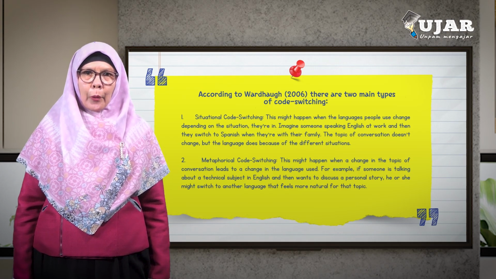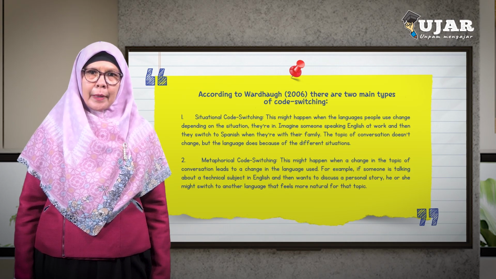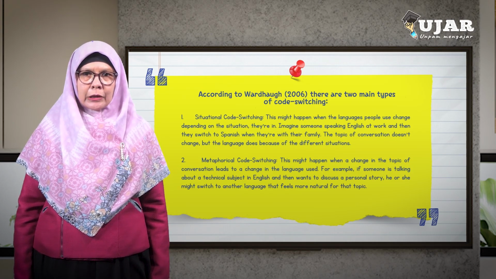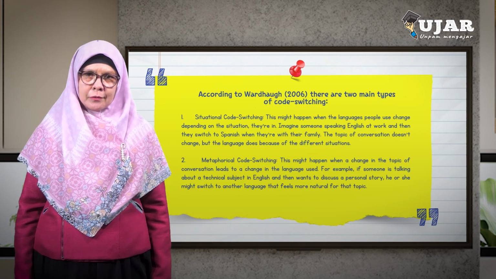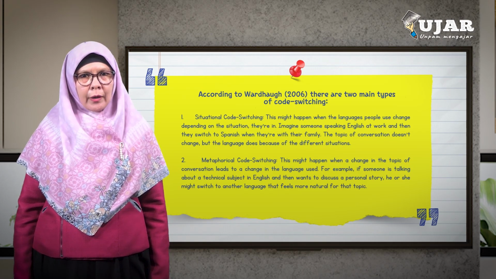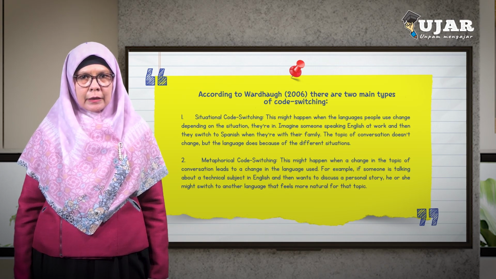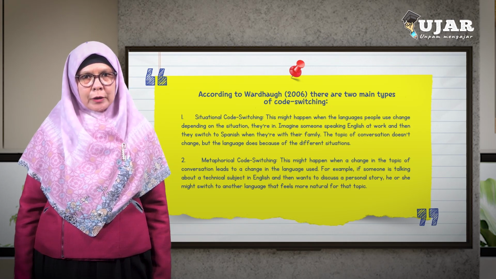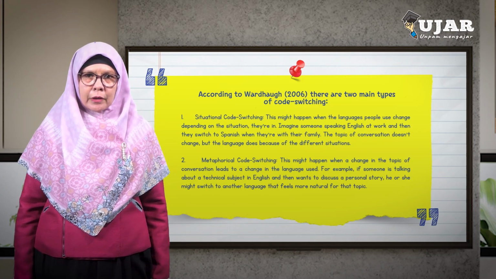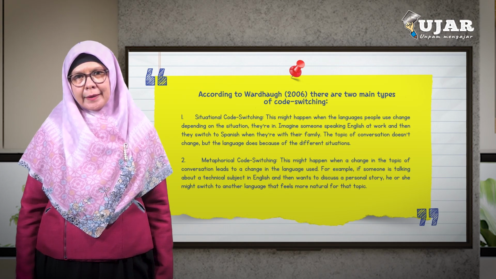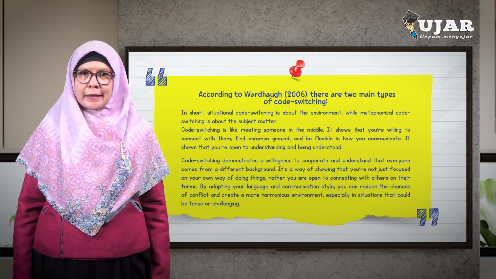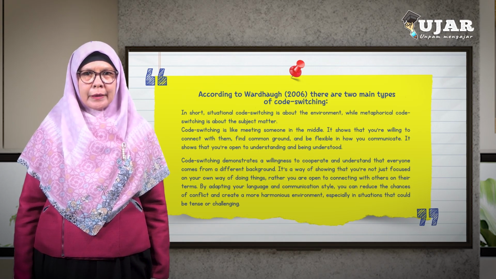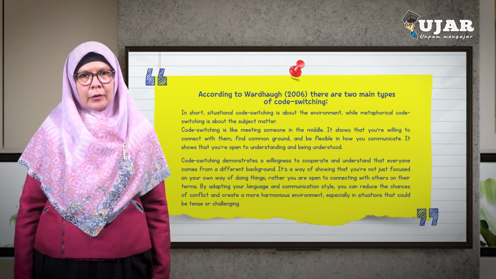Number two, metaphorical code switching. This might happen when a change in the topic of conversation leads to a change in the language used. For example, if someone is talking about a technical subject in English and then wants to discuss a personal story, he or she might switch to another language that feels more natural for the topic. In short, situational code switching is about the environment, while metaphorical code switching is about the subject matter.